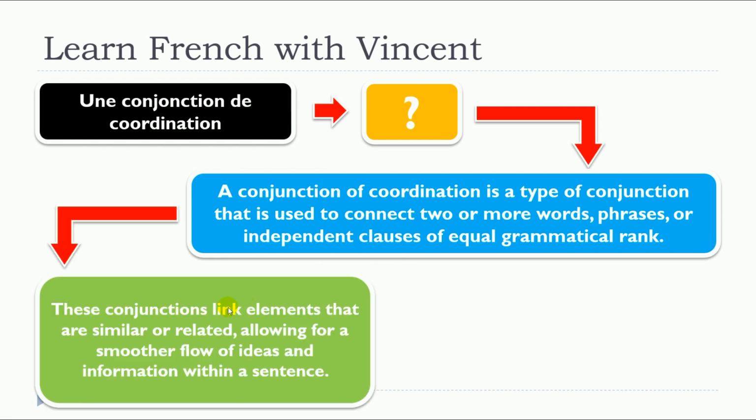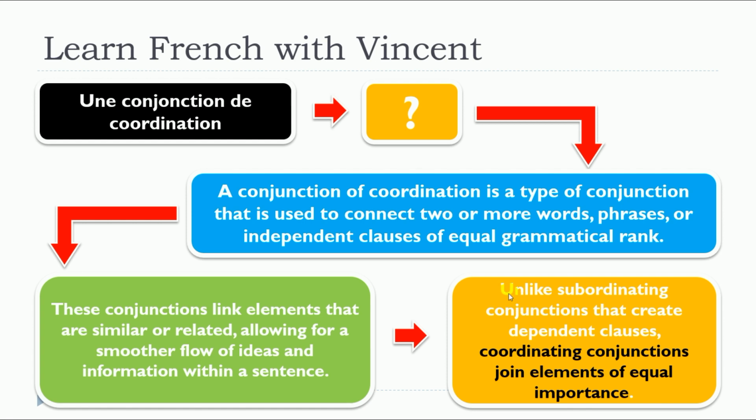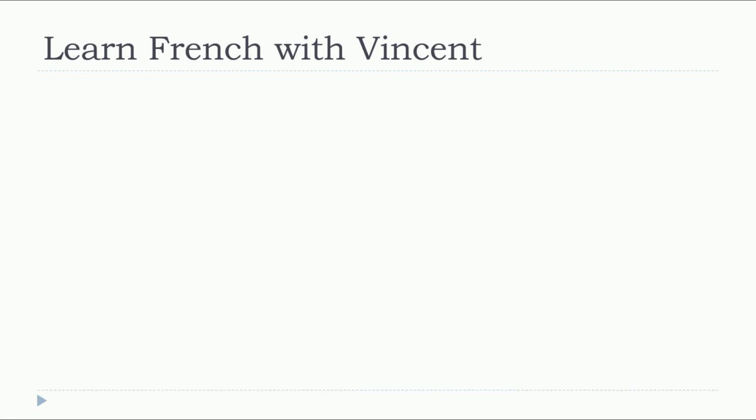These conjunctions will link elements that are similar or related, allowing for a smoother flow of ideas and information within a sentence. So it will make your sentence breathe. It will give some rhythm and the flow will be nicer with the conjunction of coordination. And unlike subordinating conjunctions that create dependent clauses, coordinating conjunctions join elements of equal importance. And this is really important. All the elements that will be connected through these conjunctions will be of equal importance.